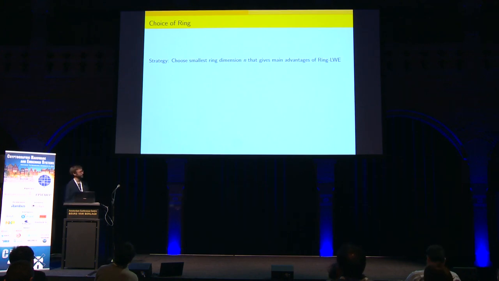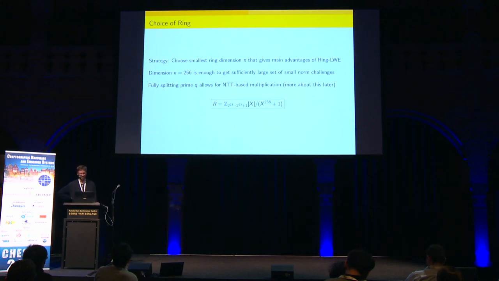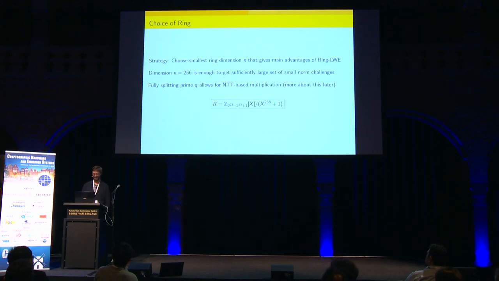So how does one choose this ring? The idea is basically to choose the smallest ring that gives you all the advantages of ring LWE. In the case of Fiat-Shamir signatures, what you need is a large set of small polynomials, the so-called challenge polynomials. If your dimension is 256, then you have this. So this is what we did: we chose a 256-dimensional cyclotomic ring. Then to make the choice complete, you need to decide on a modulus Q, and because we want to have NTT-based multiplication, the modulus is NTT-friendly. It is in the order of 2 to the 23.